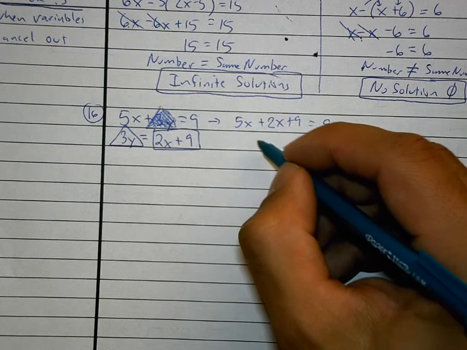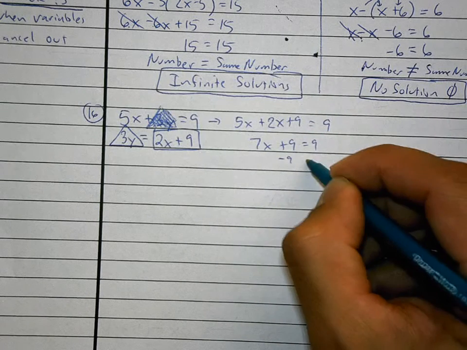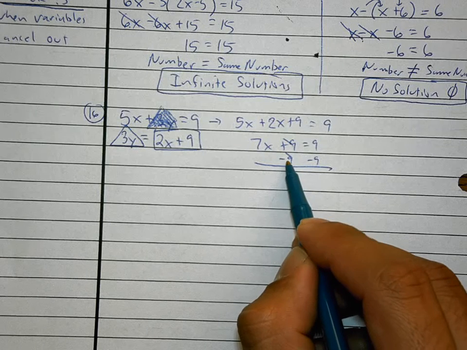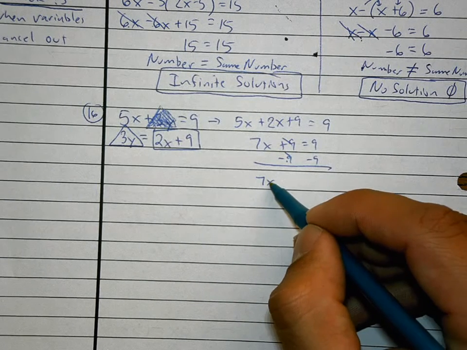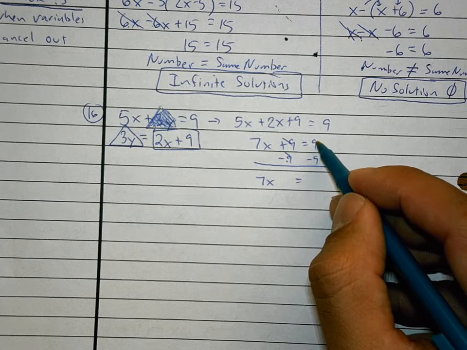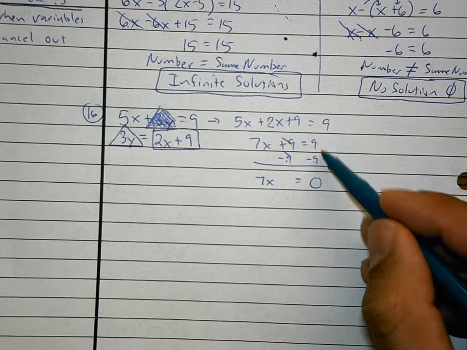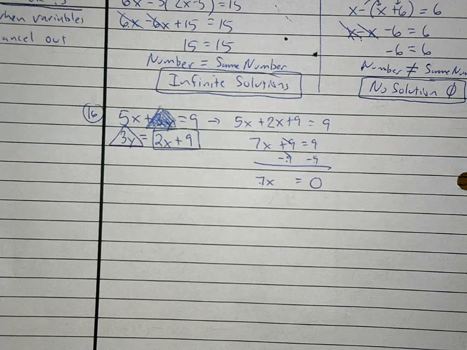Do not be afraid of this. 7x plus 9 equals 9, minus 9 minus 9. When you do 9 minus 9, notice I don't write that down because it makes 0. 7x plus 0 goes away. But the 9 minus 9, that does equal 0. I do need to write that down because that's what the 7x is equal to.